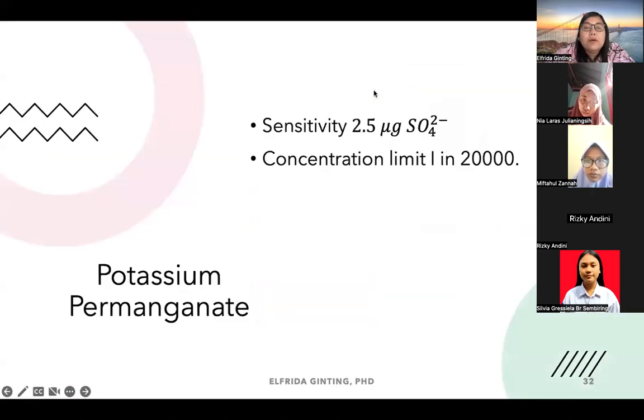Now, for potassium permanganate, the sensitivity is even lower. It's only 2.5 micrograms of sulfate, and the concentration limit is 1 in 20,000. So even if you have only 2.5 micrograms of sulfate, you can detect it with potassium permanganate.